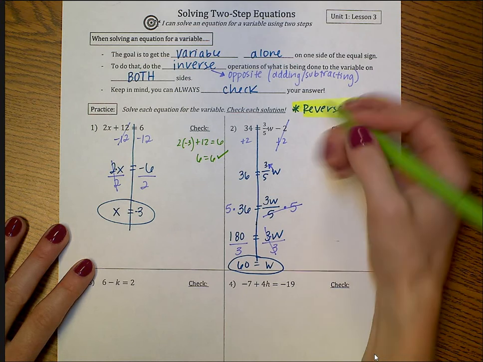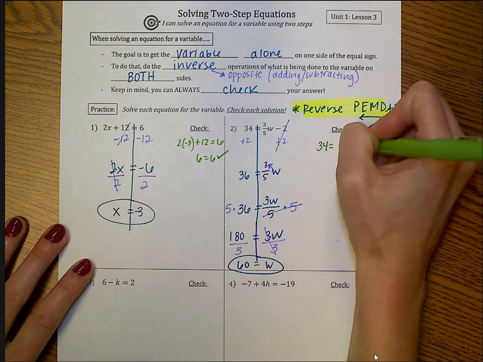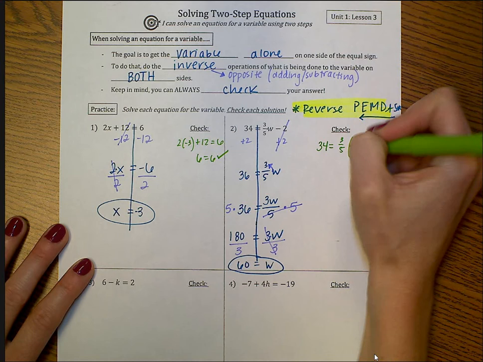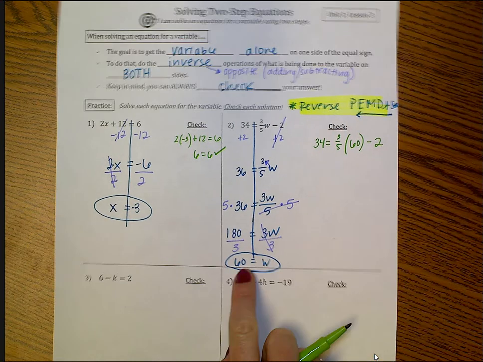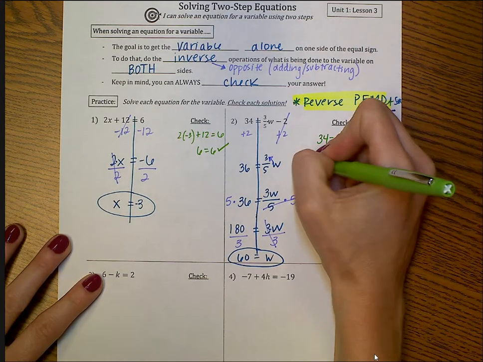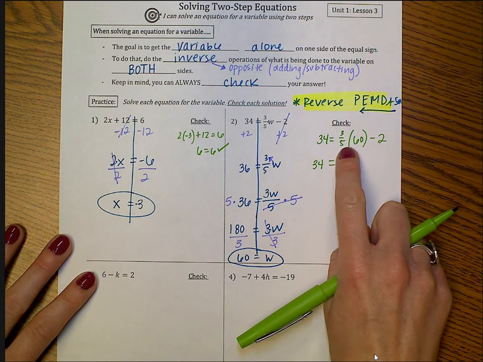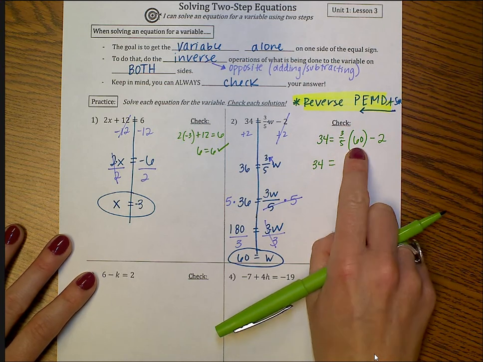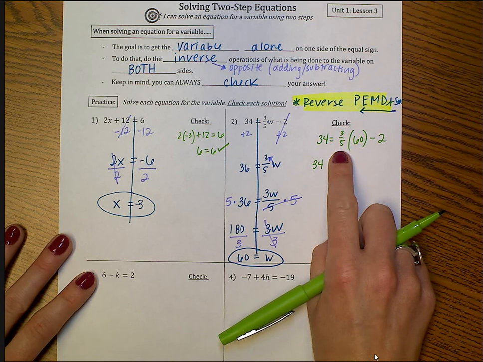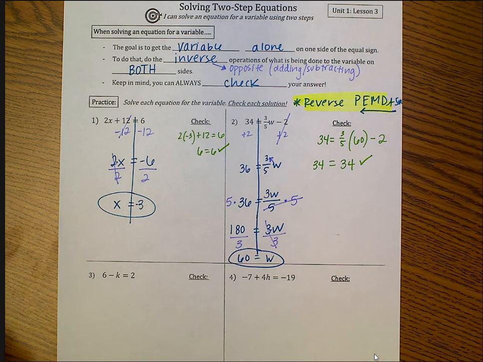Okay, so let's check it. Let's plug in. Whoa, okay, no, I did that good. Let's plug in 60 where w was, and let's see if I do actually get 34 on this side. Now, use your calculator to test this. Do it by hand, but it'd be 180 over 5. And then you subtract 2. That does work. You get 34 on the right-hand side.